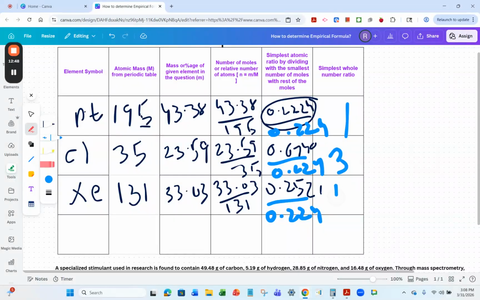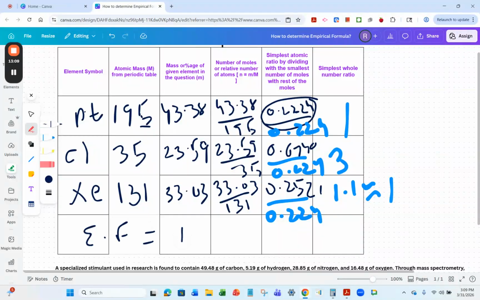0.224. This is 1.1. So 1.1, this is one modification. If after the decimal it's 1, that is equal to 1. I will show you the modification at the end. So based on these numbers of moles, what is my empirical formula?